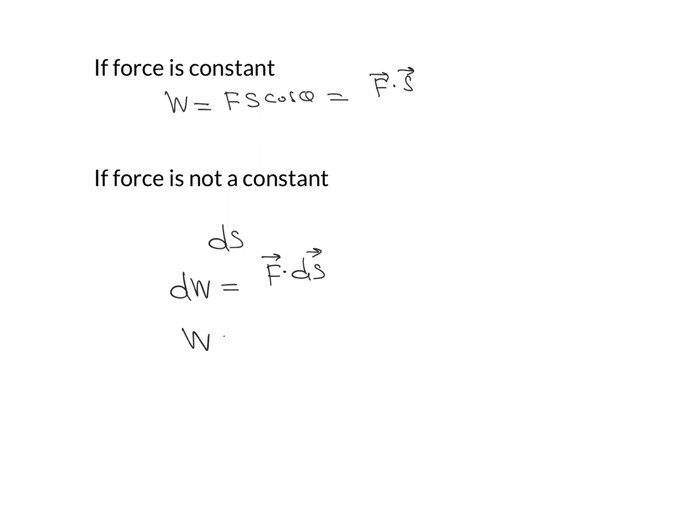Now if you want to find out the value of total work done, we'll go for integration of dW. So we can write that as integration of F dot ds. So integration of F dot ds within the specified limit, let's say from S1 to S2, will give the value of total work done. So if force is not a constant, we should use this equation.